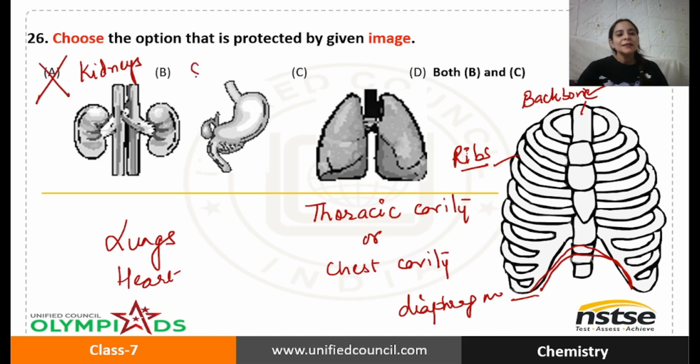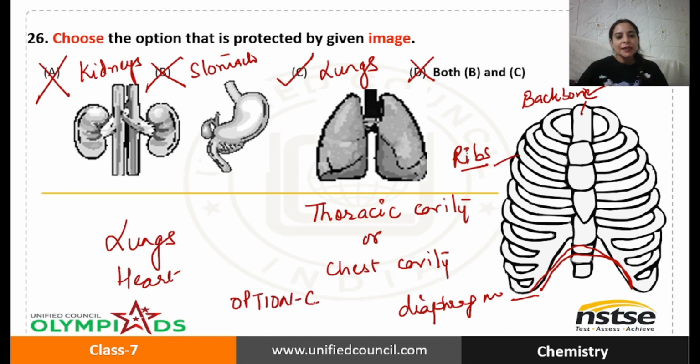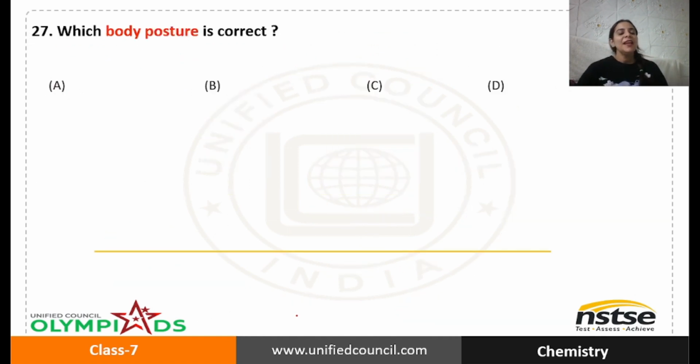B indicates stomach. Stomach is not present in the chest, again no. C picture indicates lungs, a pair of lungs. So it is correct, because lungs and heart both are present in the chest cavity. So which option is the correct answer? Option C is correct.